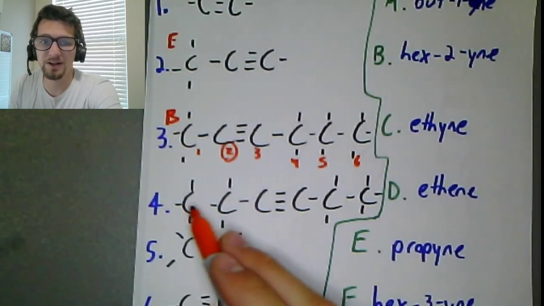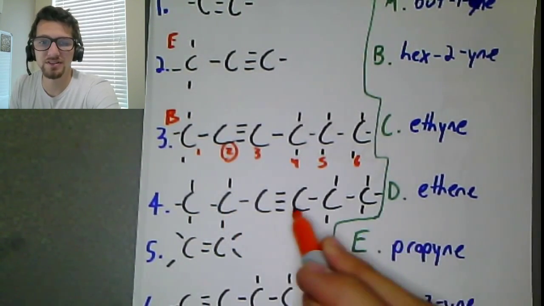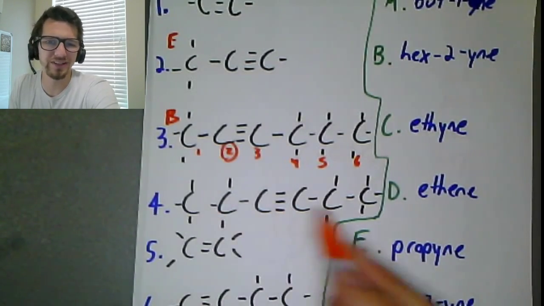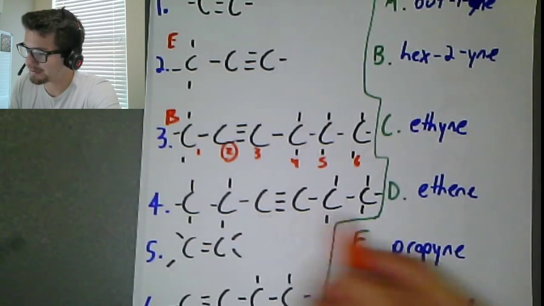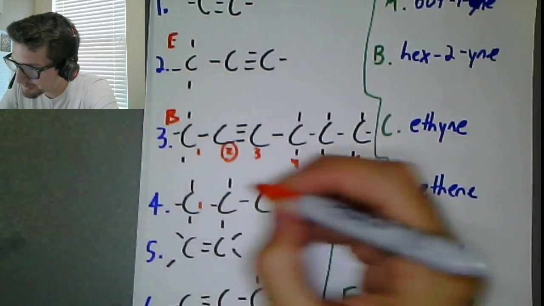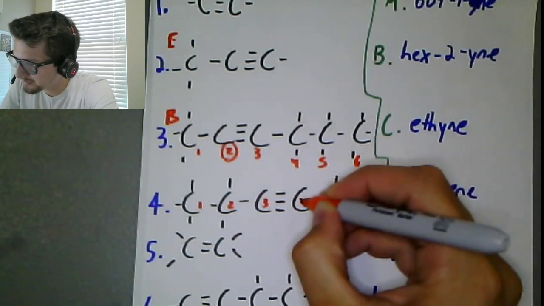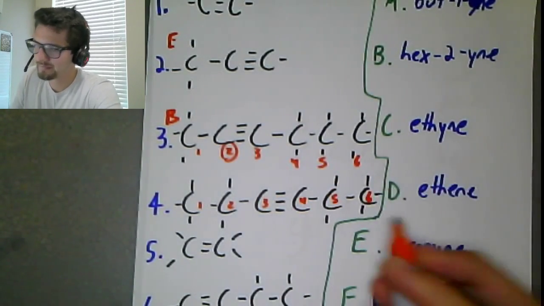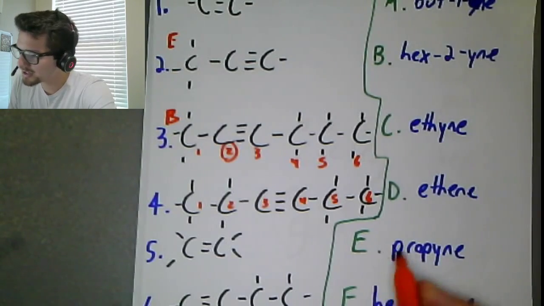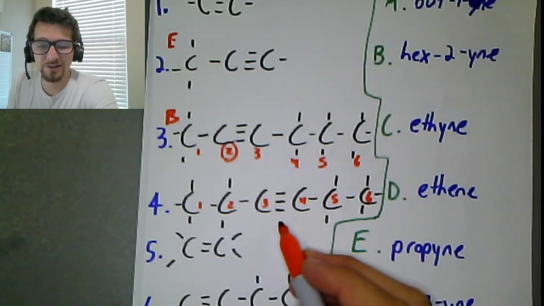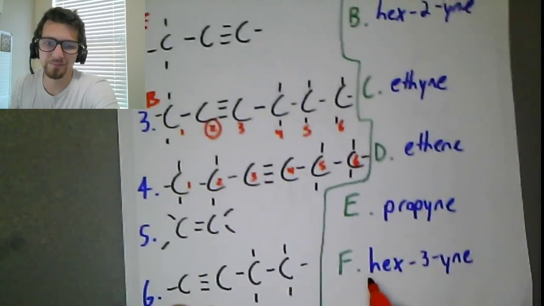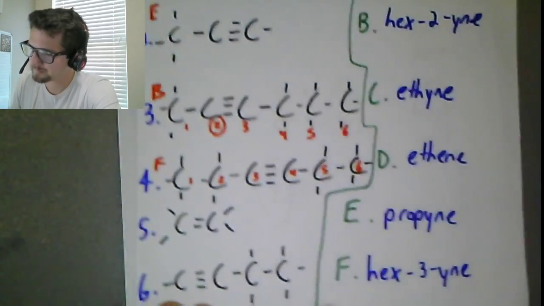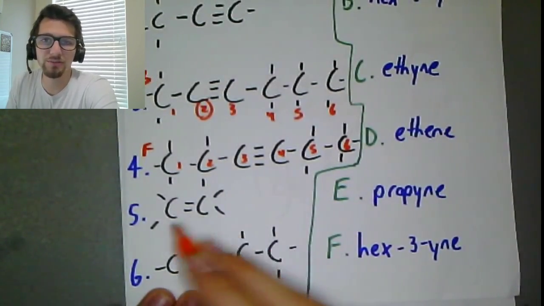Number 4 is a similar problem. It also has 6 carbons, except the triple bond is in the middle. And so since there's nothing more on the left than there's on the right, it's pretty balanced, as all things should be. It doesn't matter where I start counting, so I'll just count from the same way. 1, 2, 3, 4, 5, 6. So what's the lowest number that my triple bond's touching? 3. So this has to be hex-3-yne. So that'd be F.